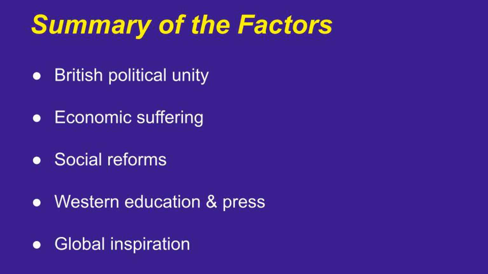To summarize, many forces, some oppressive, some awakening, came together to shape Indian nationalism. British political unity gave Indians a framework, economic exploitation gave them reason to resist, education and the press gave them awareness, reform movements gave them courage, and world events gave them inspiration. Together, these currents flowed into one great river, the national movement for freedom.